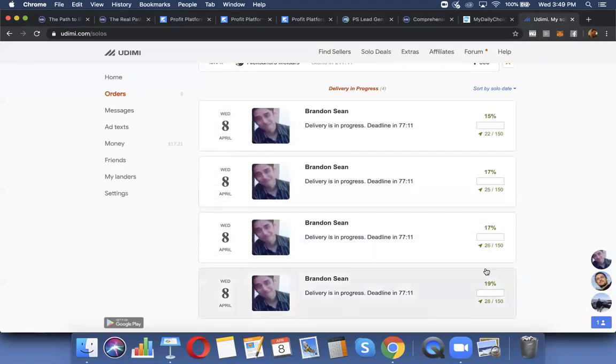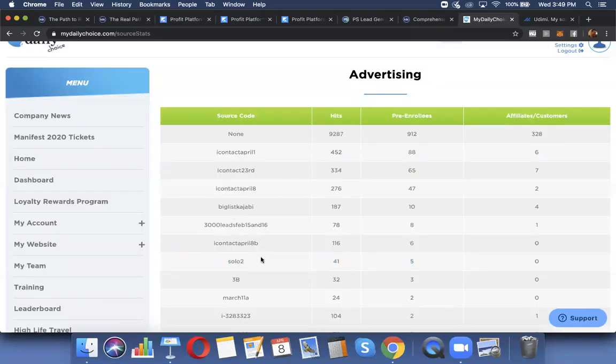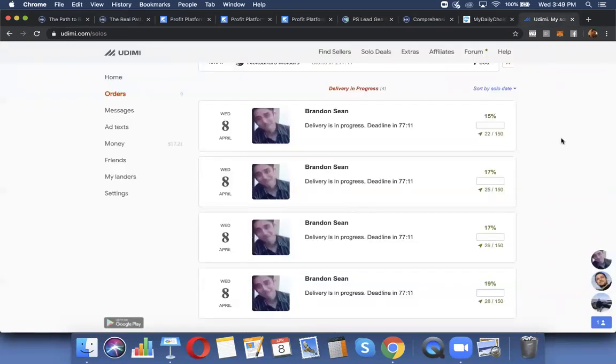I don't know which one it is off the top of my head, but these have all gotten about the same amount of delivery. You can see these have all gotten 20-something hits. On my stats in my MyDailyChoice back office, it's showing 41 hits. It's because some people hit more than once, and also he might've hit it a few times when he was setting it up to make sure it worked.